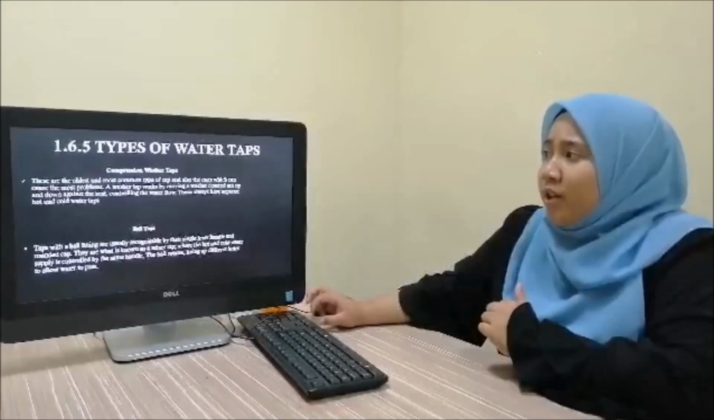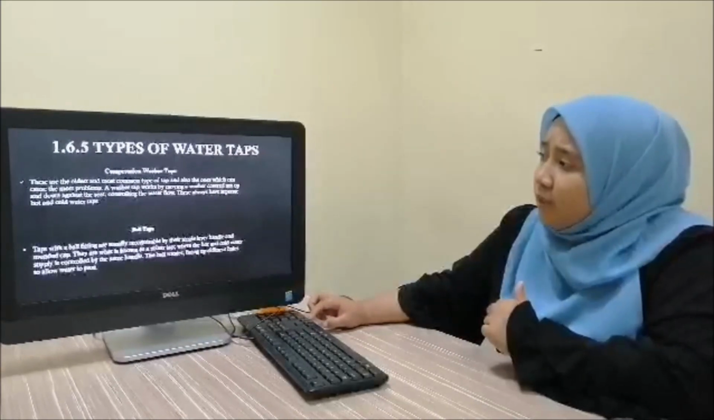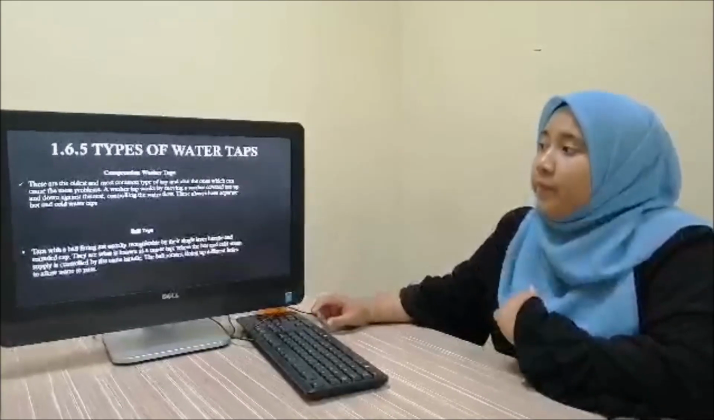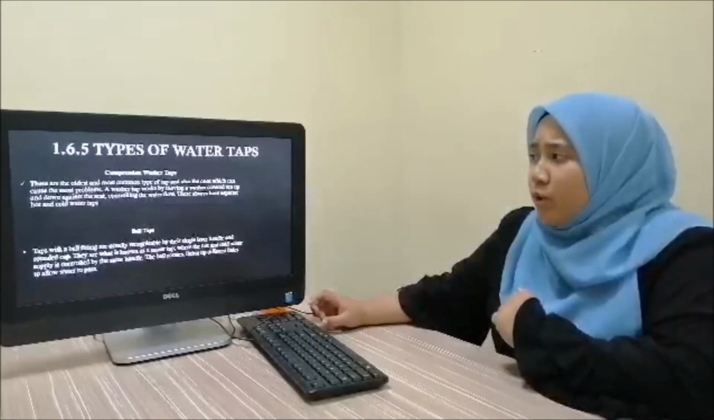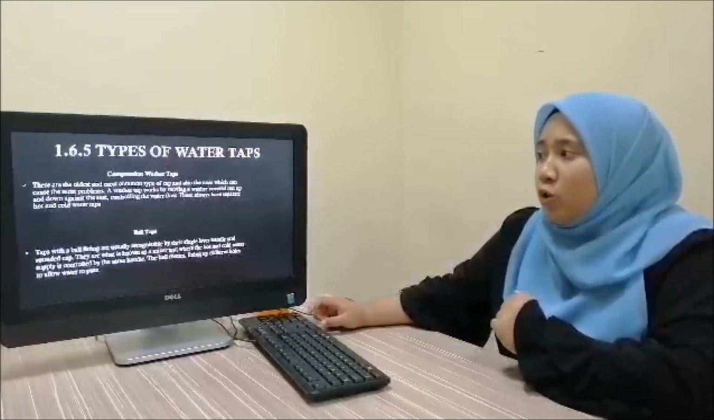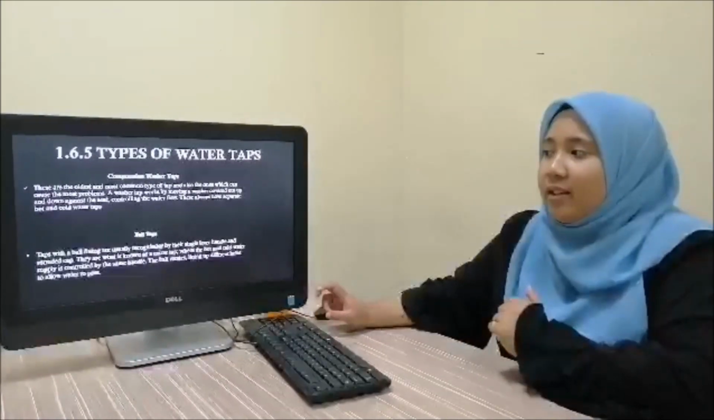Type 1 is the compression water tap. These are the oldest and most common type of tap and also the one which can cause the most problems. A washer tap works by moving a washer up and down against the seat, controlling the water flow. These always have separate hot and cold water taps.